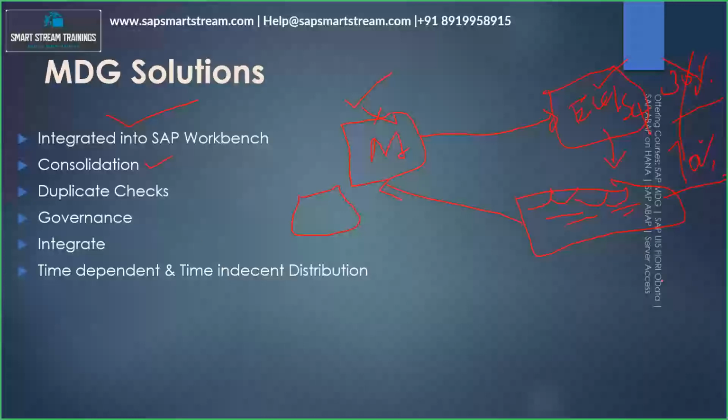So consolidation means, as of now we are discussing, this is the MDG data. Whatever the changes we are maintaining in this MDG, once everything is fine, then we'll replicate it to target systems. Correct.